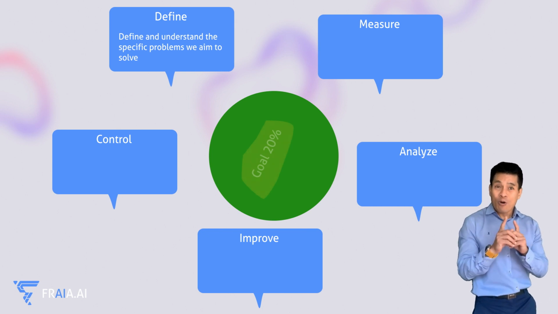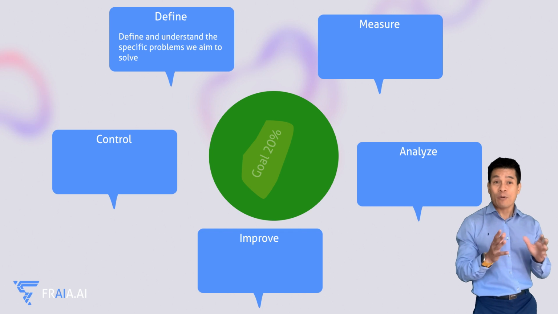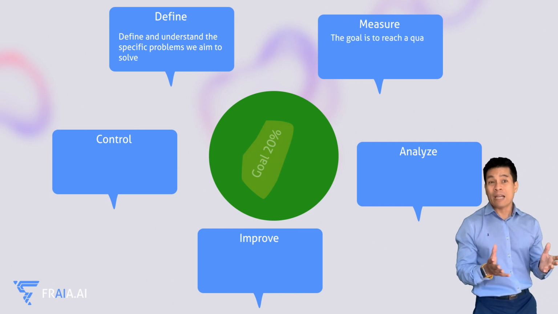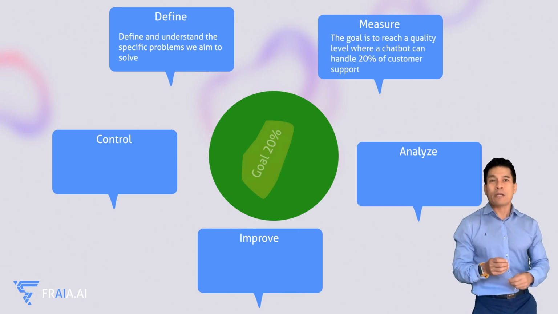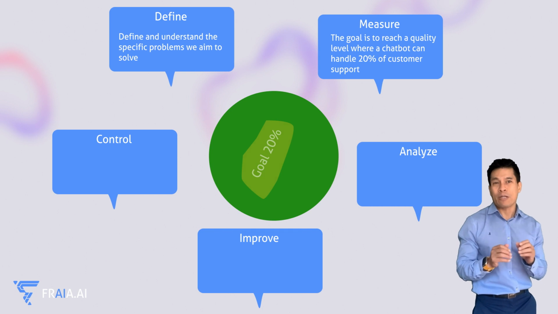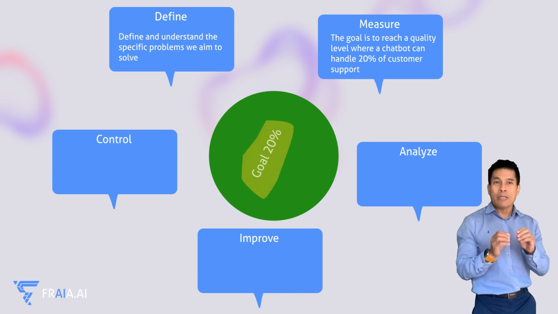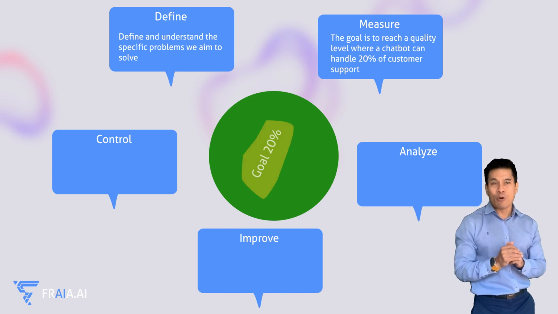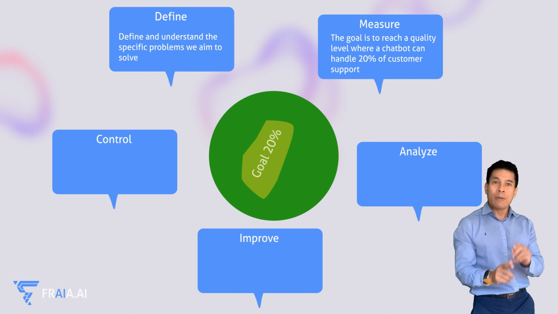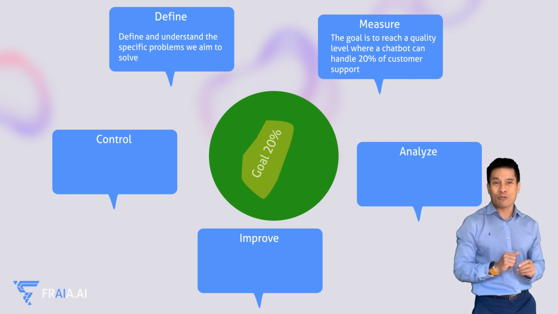Let's say it's for support purposes. From there, we move to the next phase: data collection and creating benchmarks. Measure. For example, we might want to develop a chatbot that can handle 20% of our support department's workload. This is not just about substituting human support, but about understanding and optimizing the chatbot based on initial models.